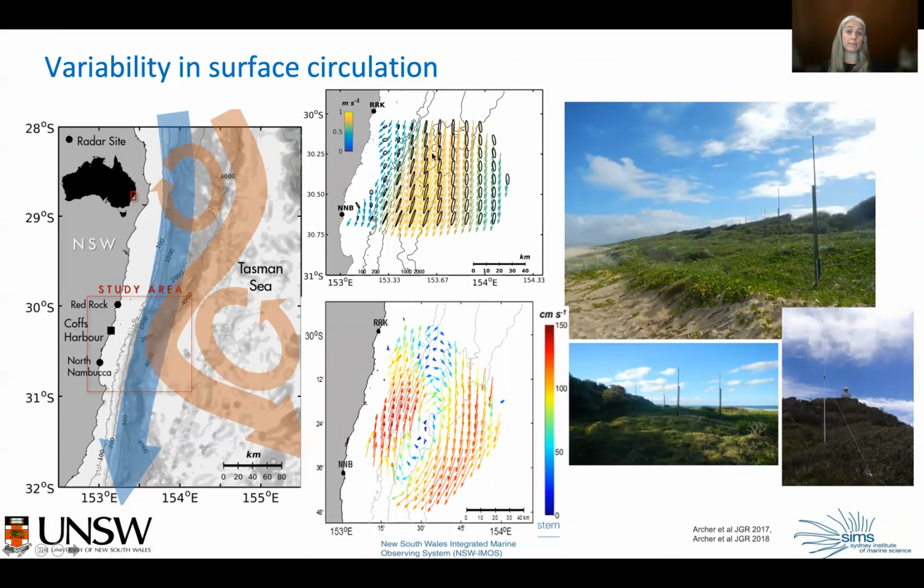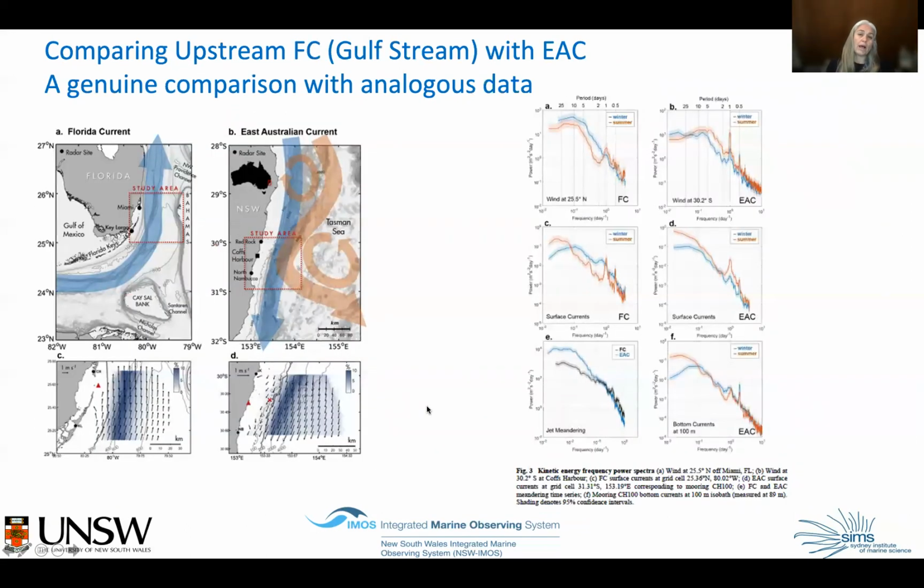So from this data, we're able to understand the mean and the variability of the spatial variability of the currents and the temporal variability. We can also see these unique cyclonic eddies that form on the inside edge of the EAC at times.